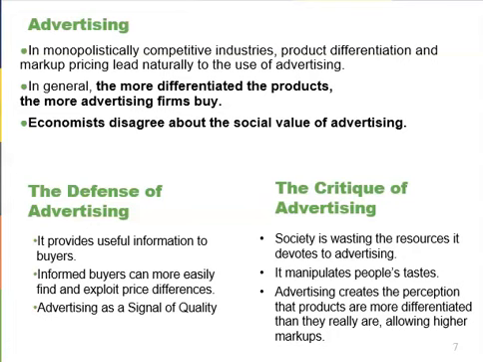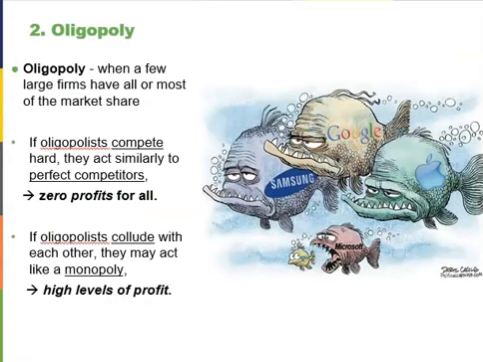In monopolistically competitive industries, product differentiation and markup pricing lead naturally to the use of advertising. In general, the more differentiated the products, the more advertising firms buy. Economists disagree about the social value of advertising, though. Some say that it provides useful information to buyers. Informed buyers can more easily find and exploit price differences, and advertising sometimes is considered as a signal of quality. However, the critic says that society is wasting the resources it devotes to advertising. It manipulates people's taste, and advertising creates the perception that products are more differentiated than they really are, allowing higher markups. Now, let's talk about another situation on the competition spectrum.